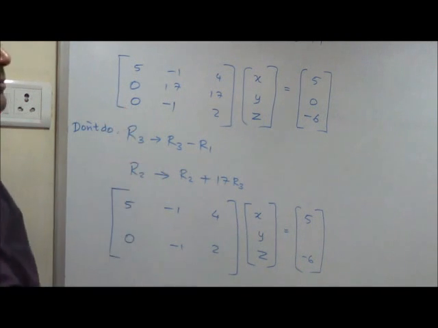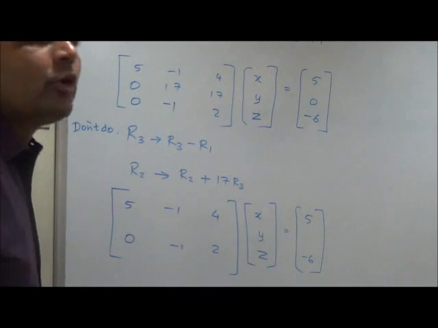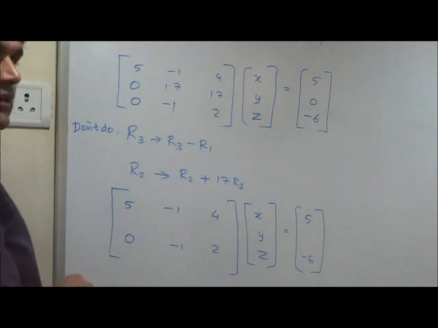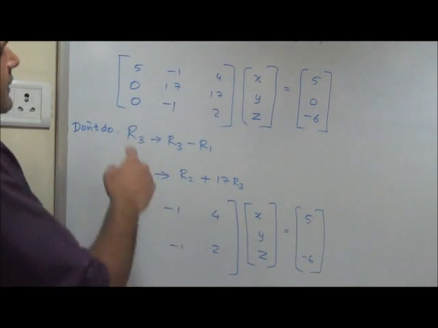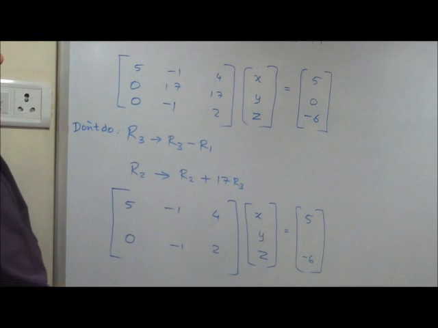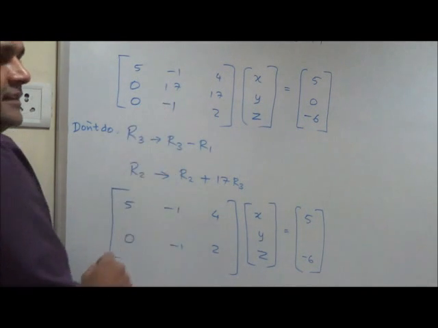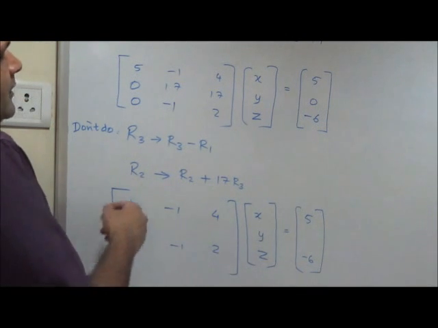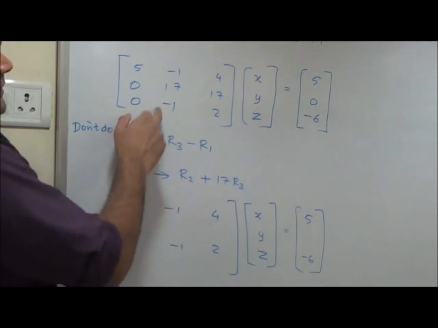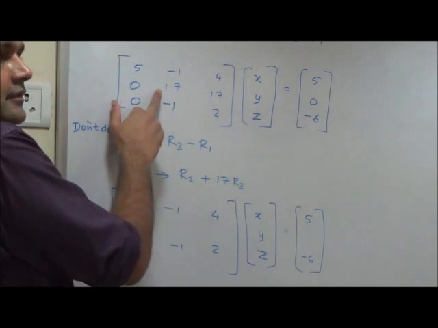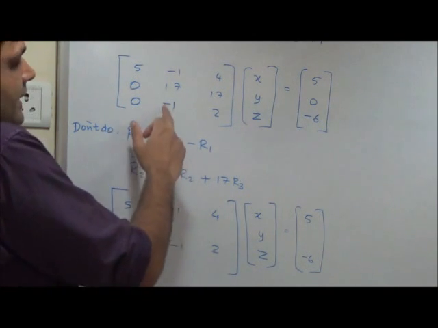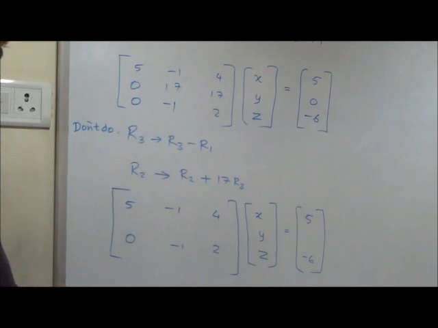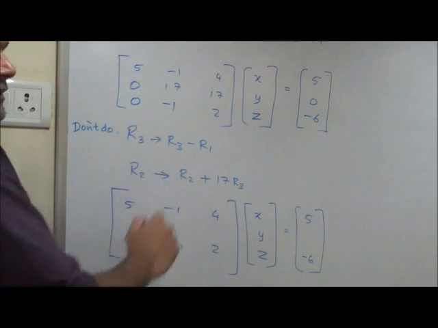Whatever zeros we have obtained by earlier transformations, we should protect them. Get the idea? So please do not do R3 minus R1 or R2 minus R1. Otherwise these zeros will get damaged. So I could do anything: this minus this, this minus this, etc. Easy one for me would be, this is 17, this is minus. So 17. I could multiply 17 to this row and then this plus this I could do. So R2 becomes R2 plus 17 R3.